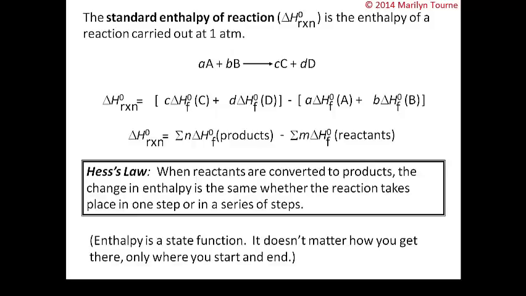There are two different methods to calculate standard enthalpies of reactions: a direct method and an indirect method. The indirect method uses Hess's law, and basically Hess's law states that when reactants are converted to products, the change in enthalpy is the same whether the reaction takes place in one step or in a series of steps. You are responsible for reading over the direct method and the indirect method of finding enthalpies of reactions. I will do them in class, but let me go ahead and just do one simple problem that deals with this.